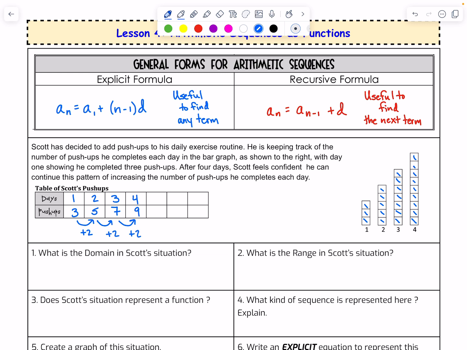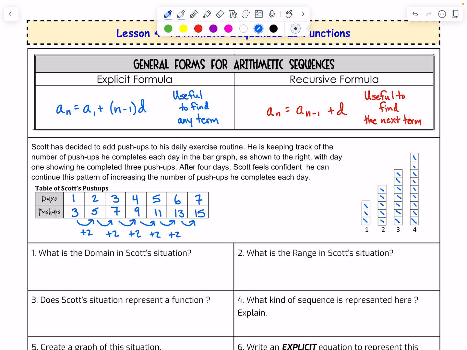So if we wanted to continue this table, we can continue to add days. So 5th day, Scott would have completed 11 push-ups. On the 6th day, if we add 2 more, Scott would have completed 13 push-ups. And on the 7th day, he would have completed 15 push-ups. So we could definitely fill out the rest of our table pretty easily.